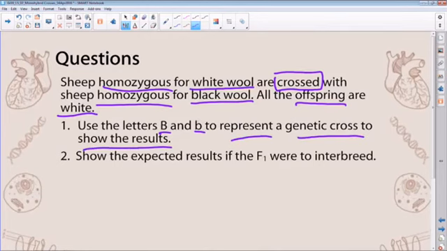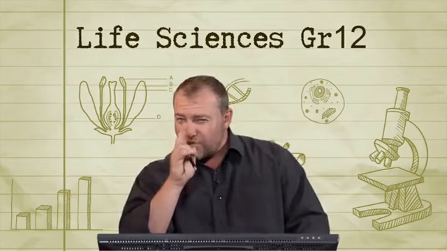And then second of all, show the expected results if the F1 were to interbreed. The F1 would interbreed. Okay, now, I'm going to give you 2 minutes for this. I expect some good answers. Okay, 2 minutes. Let's see what you can come up with. Off you go.